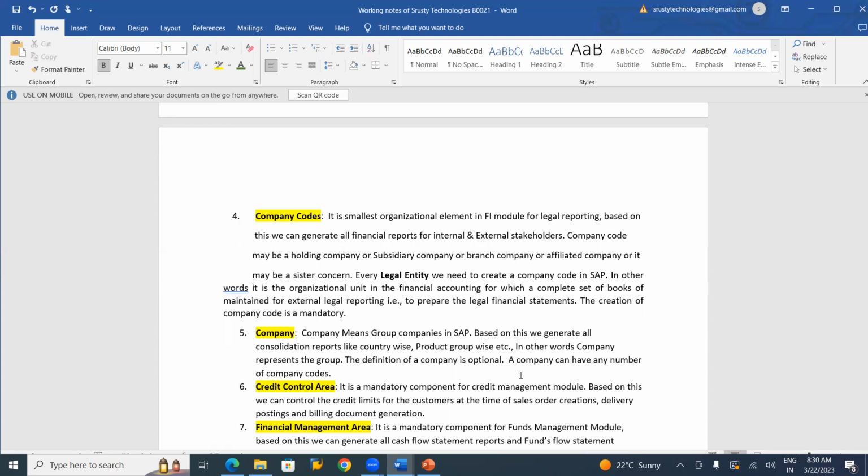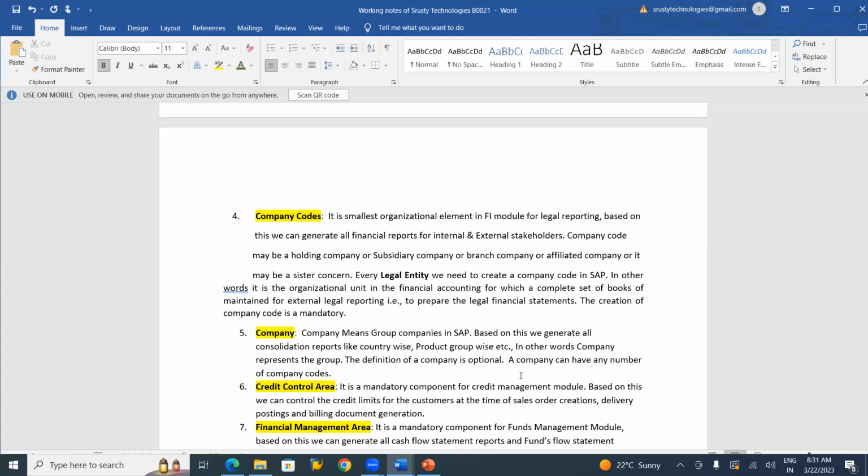Based on this, so normally we will start in our life like normally company codes. Based on this, we can generate all financial reports for internal and external stakeholders. Full stop.